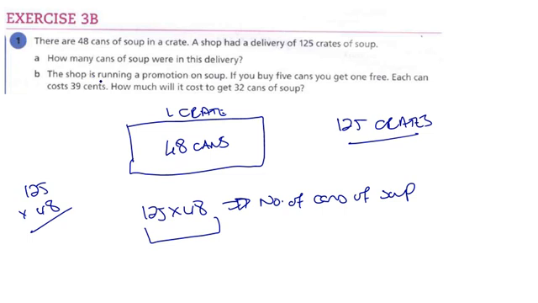The shop is running a promotion on soup. If you buy 5 cans, you get 1 free. Each can costs 39 cents. How much will it cost to get 32 cans of soup?